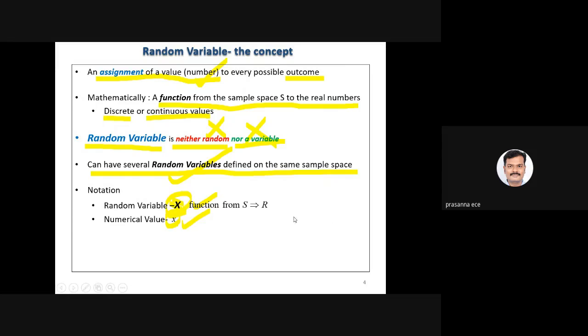Okay, so again, I'm just giving it as a function from this sample space, the set of outcomes, to the set of real numbers. Okay, so the capital R denotes the real numbers, and this numerical value x is a real number. So it is an element of the set of real numbers.